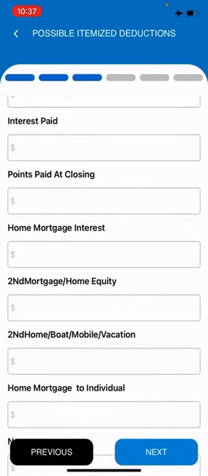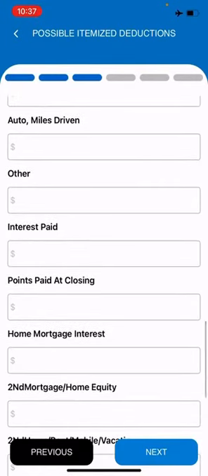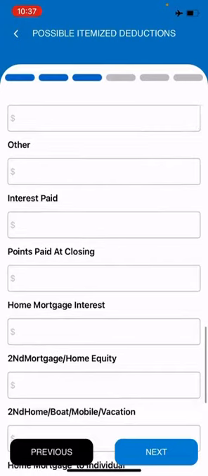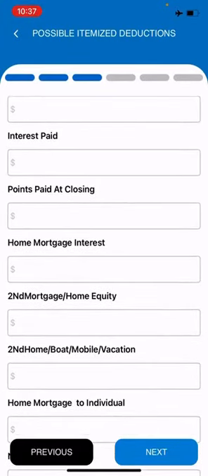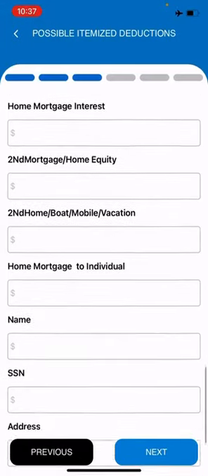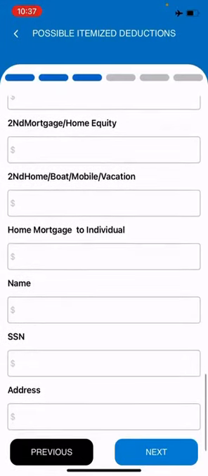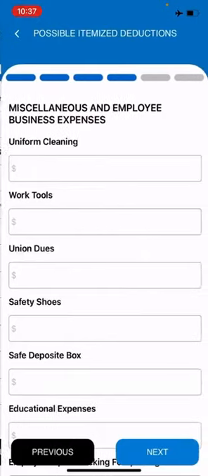Also, we'll be able to include your interest paid, your points paid at closing, if you bought a home, your home mortgage interest, your second mortgage home equity, your second home, boat or mobile vacation home, your home mortgage, as your main home, that would be your primary residence, the name, SSN, and address.